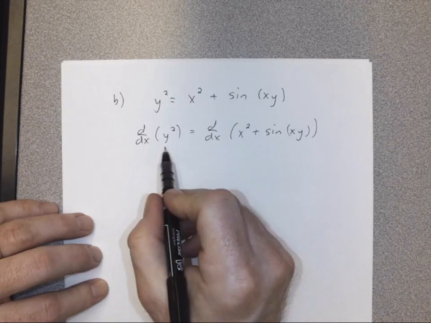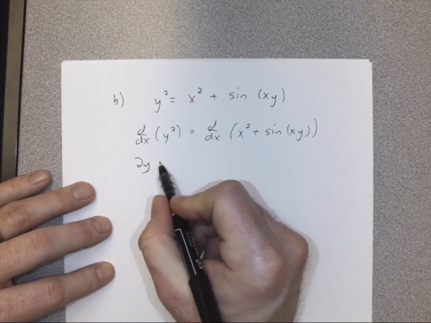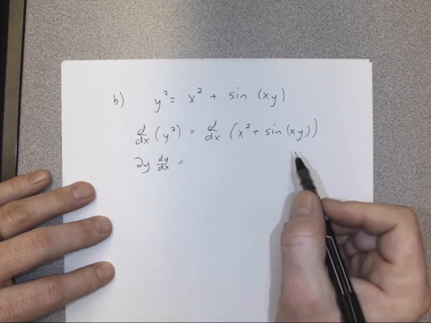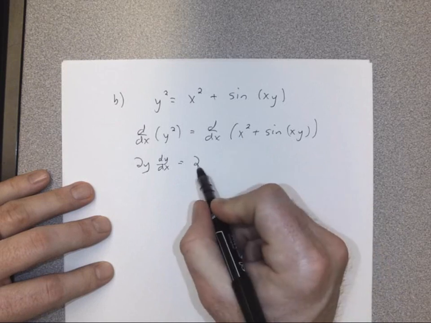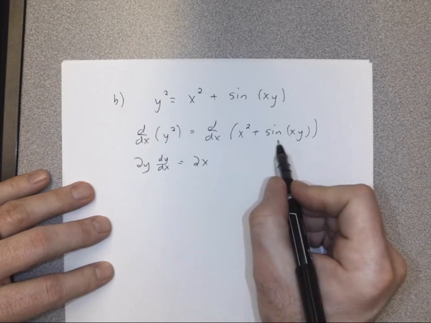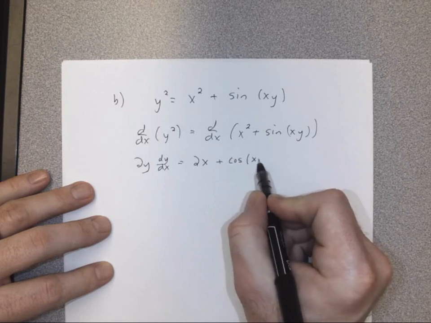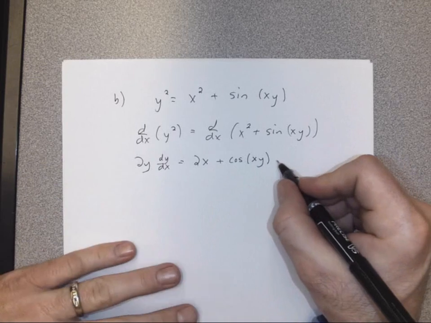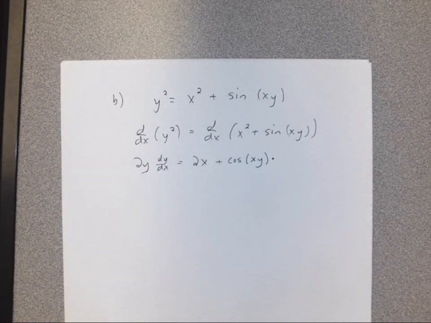All right, so the derivative of y squared is 2y dy/dx, equals the derivative of x squared, 2x. The derivative of the sine of something is the cosine of that something, right? You leave the inside alone, multiplied by the derivative of what's inside, right? Now what's inside is a what?